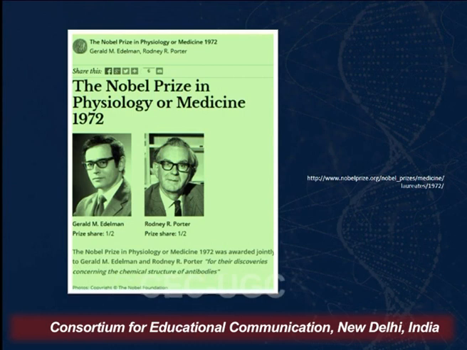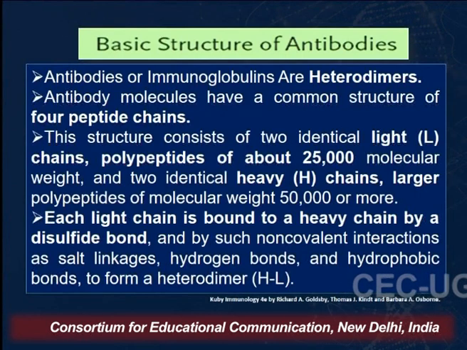Now, this was a Nobel Prize awarded in the year 1972 for the discovery of the antibody structure, the chemical structure of the antibody. What they said is that antibodies, or immunoglobulins, are basically heterodimers. There are 4 peptide chains present. 2 are identical light chains, each a polypeptide of about 25,000 molecular weight, and there are 2 identical heavy chains, which are larger polypeptides of molecular weight 50,000 or more.